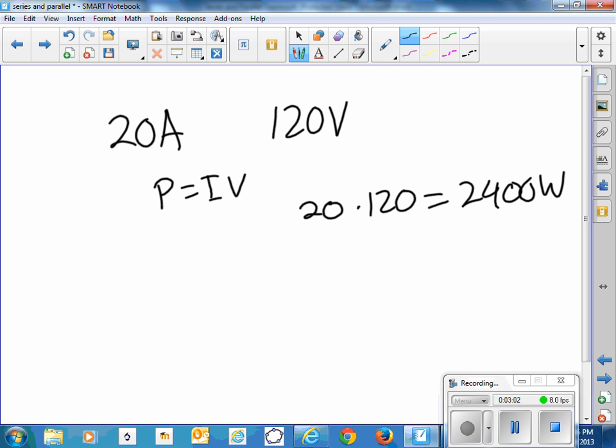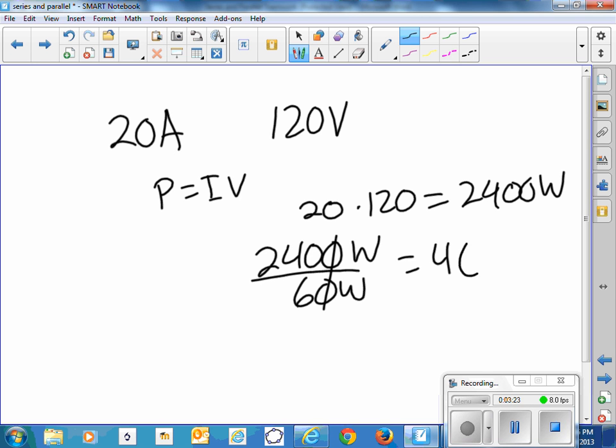So on a 20 amp circuit, how many 60 watt bulbs could I have? I'd have my 2,400 watts divided by a 60 watt bulb. 24 divided by 6 would be 4, so 240 divided by 6 would be 40. So a 20 amp circuit could have 40 lights. So you could have a lot of lights in your house on a single circuit.